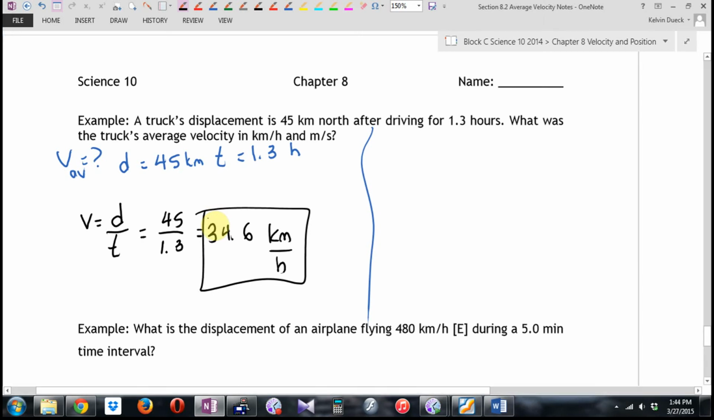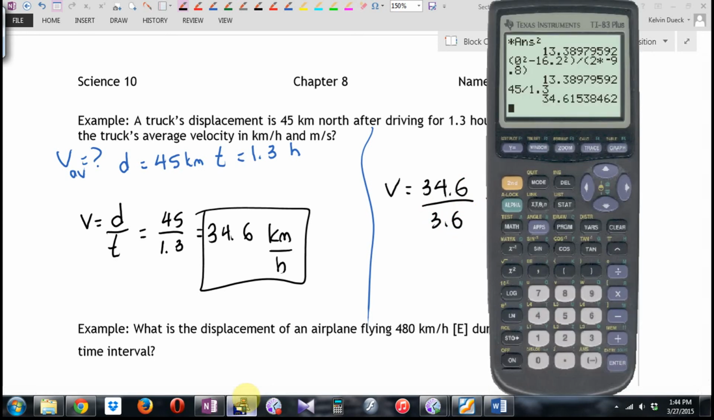So who remembers? How do I go from kilometers per hour to meters per second? It's something to do with the 3.6. Is it divide or is it times? Okay, it's divide. If you forget, remember the freeway trick that I gave you. So v is going to be 34.6 divided by 3.6. I'm going to use my answer button on my calculator, because I have a good calculator. And I get about 9.6 meters per second.